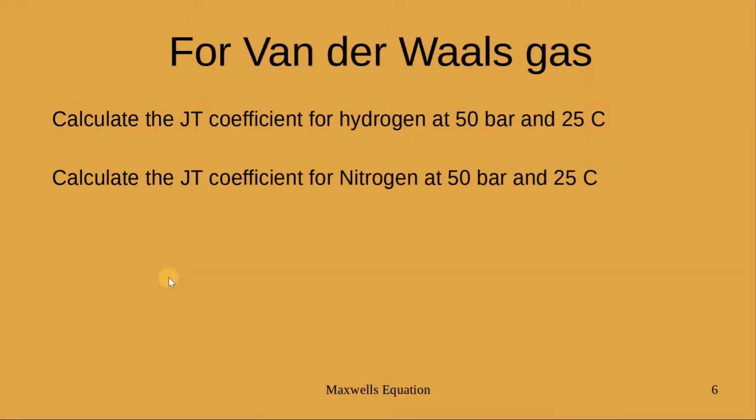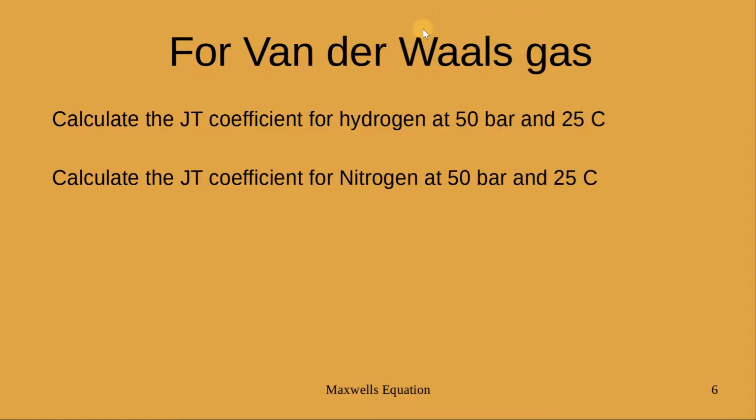Now let's calculate the Joule-Thomson coefficient for hydrogen and nitrogen at 50 bar and 25 degrees Celsius, assuming that they are van der Waals gases. And this is a good assumption because both of these gases are close to ideal gases and they deviate slightly from ideal gases. So the van der Waals equation of state is a very good representation of their superheated state.